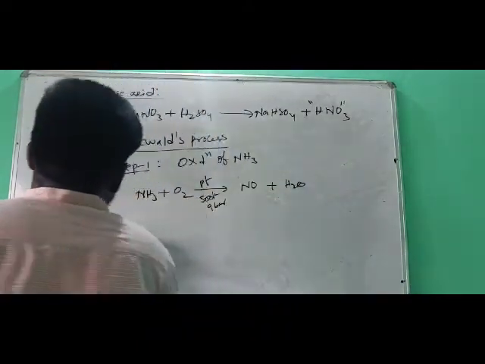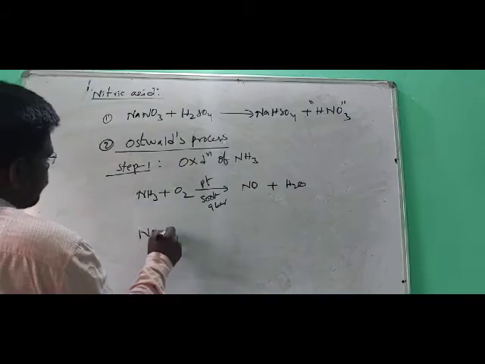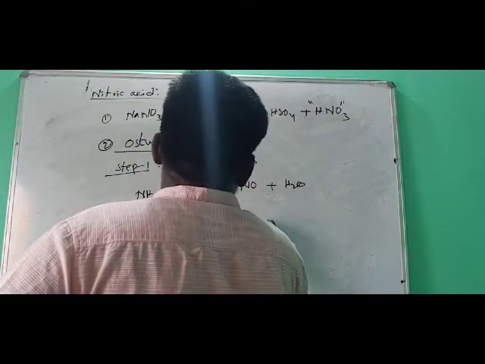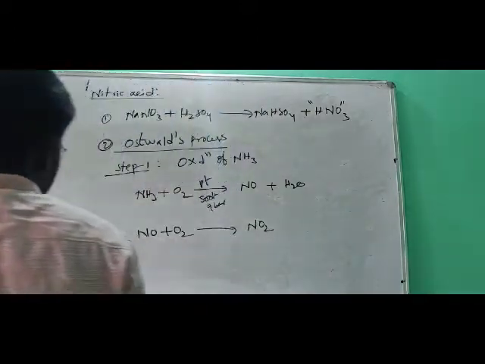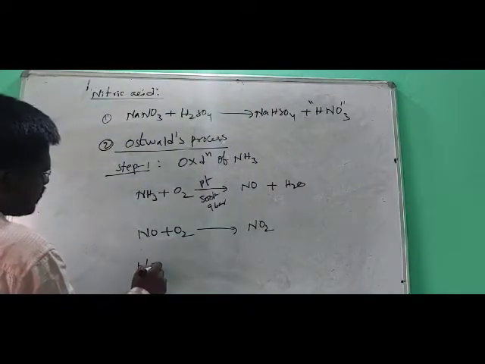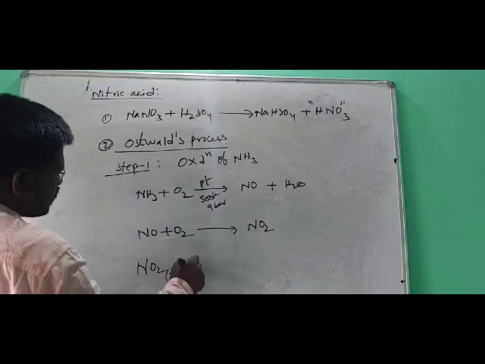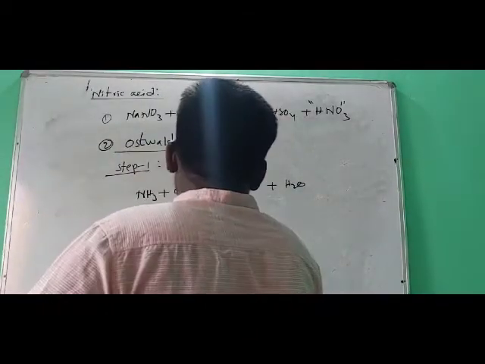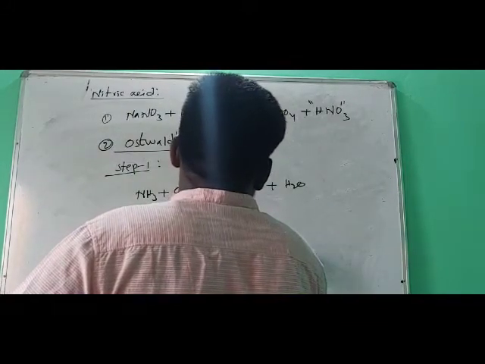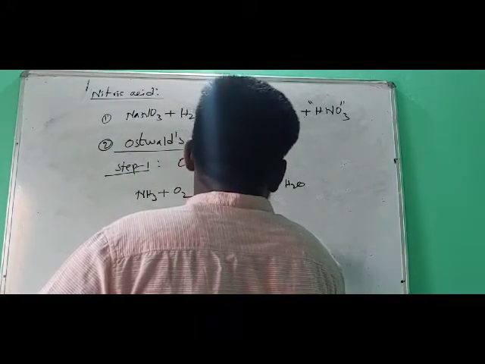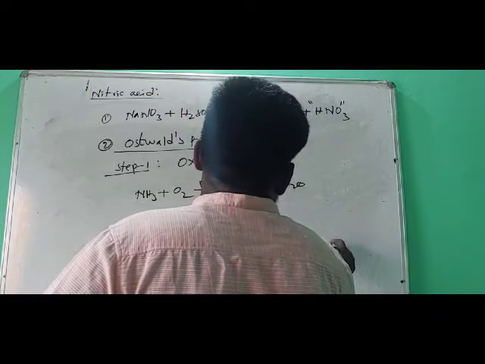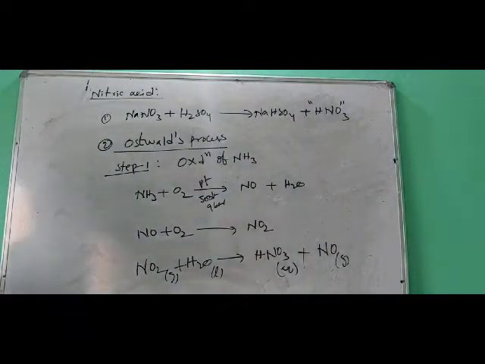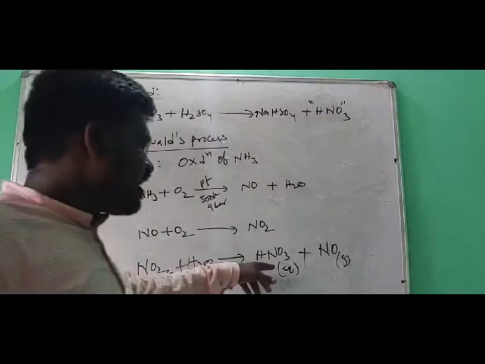Now this nitrogen monoxide is further allowed to react with oxygen, and this gives nitrogen dioxide. This nitrogen dioxide is a gas, which is dissolved in water. Then we can get HNO3, which is aqueous, and we can also get NO, which is a gas. So now we have the HNO3 formed. This is highly diluted.